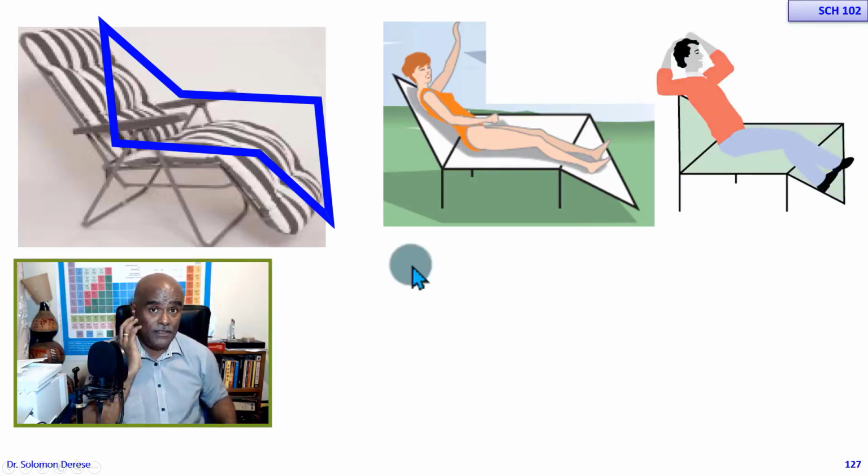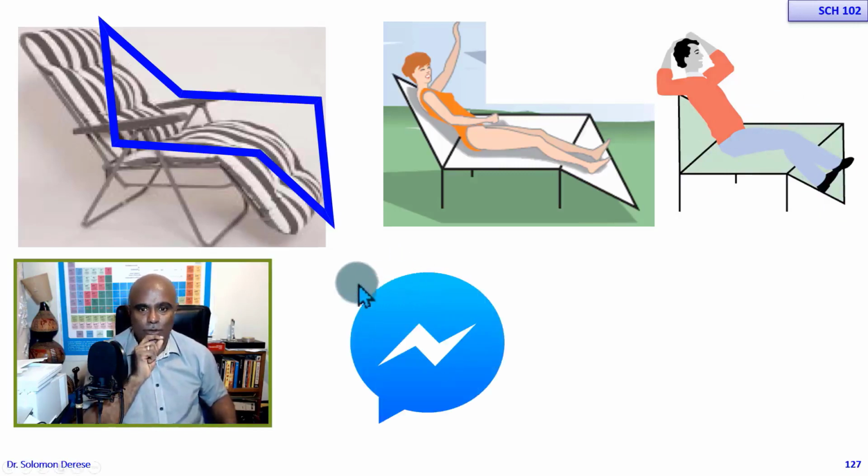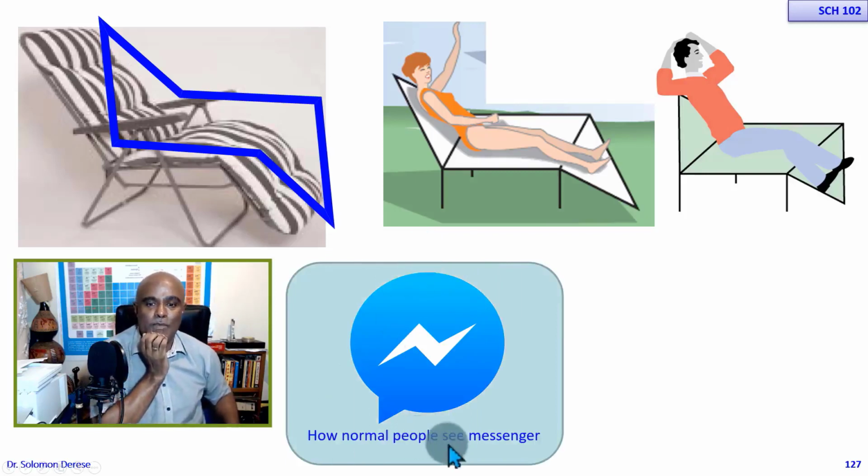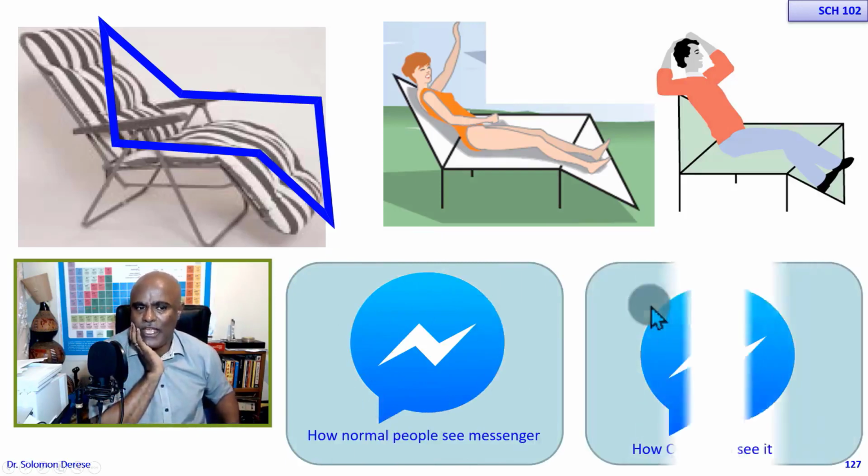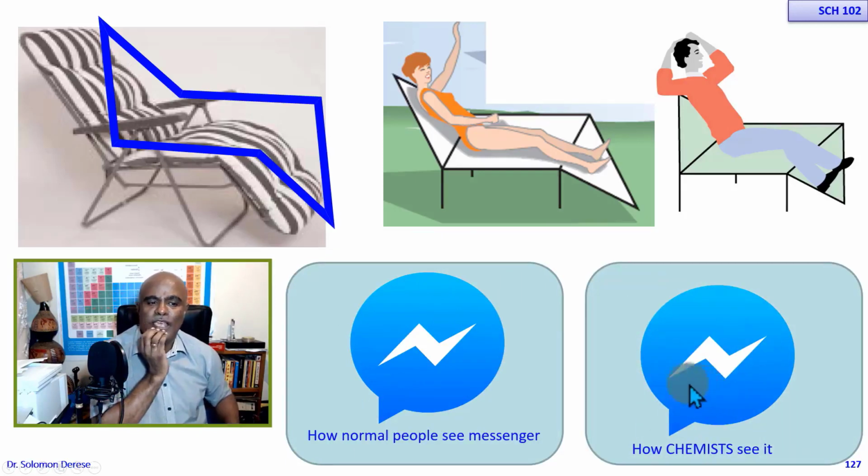So let me just give you another example, just as a joke. When ordinary people see this icon, they will say this is an icon for a messenger. This is how normal people see this icon. They see it as a messenger. How about chemists? How chemists see this is different. Chemists see this as the chair conformer of cyclohexane.